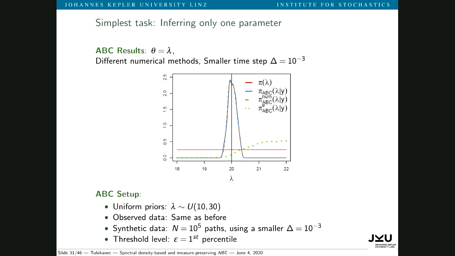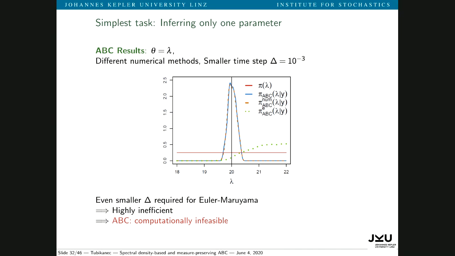Okay, so it means that we would have to use an even smaller time step to possibly get better results with Euler-Maruyama. But then the problem is that things are getting highly inefficient. And if you think of the ABC procedure, where you have to simulate a huge amount of paths from the model, it might happen that the algorithm even gets computationally infeasible.